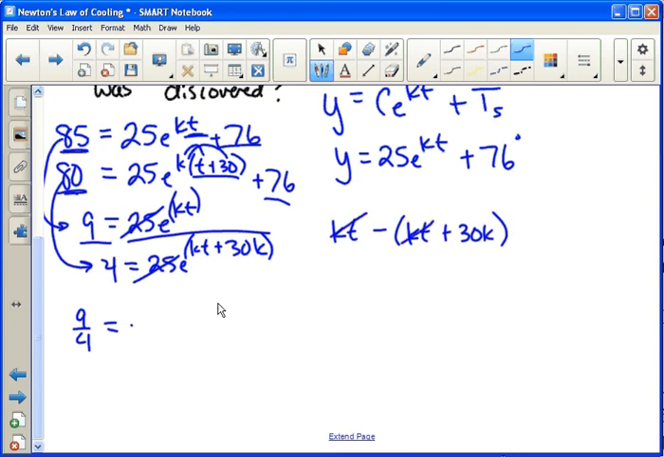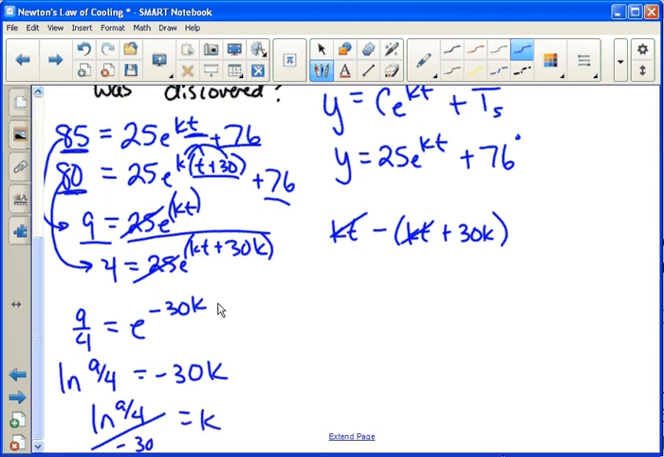So then we can take the natural log of both sides and divide by negative 30. And for now, I'll just leave this like this instead of approximating and using a decimal. So I know k equals the natural log of 9/4 over negative 30. Okay, so now we have our completed equation. We can rewrite it as y equals 25 e to the natural log of 9/4 over negative 30 t plus 76. So this will allow us to solve for any time or any temperature we want to know.